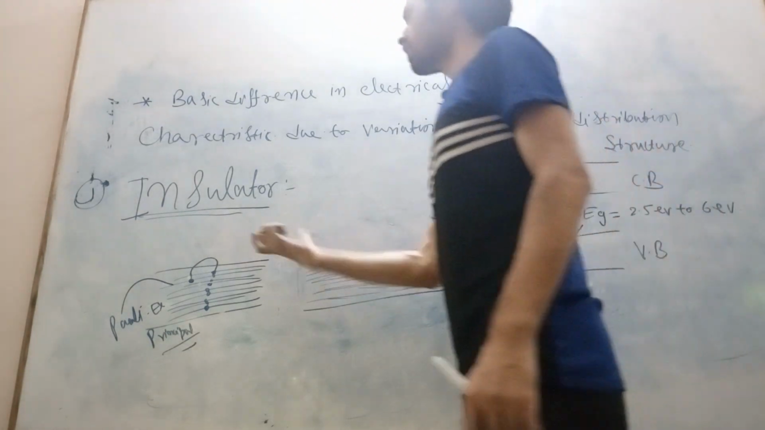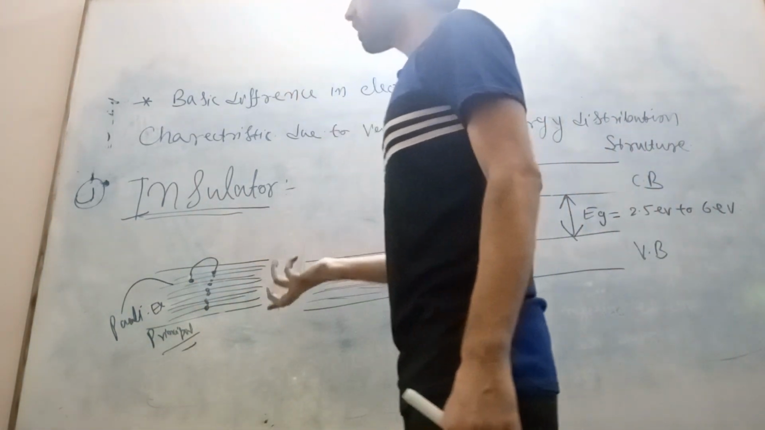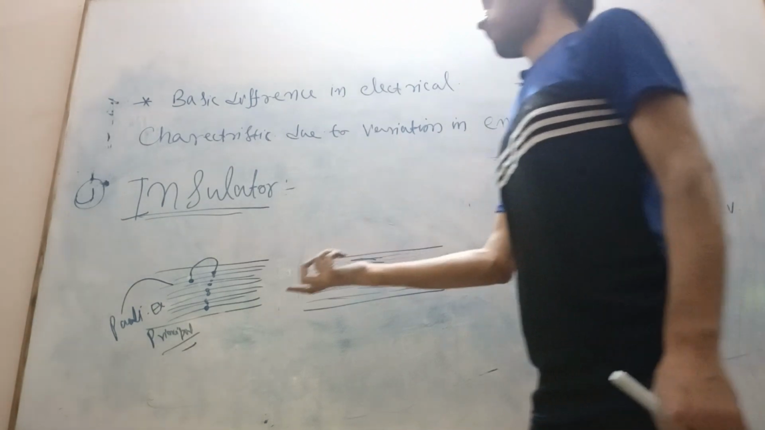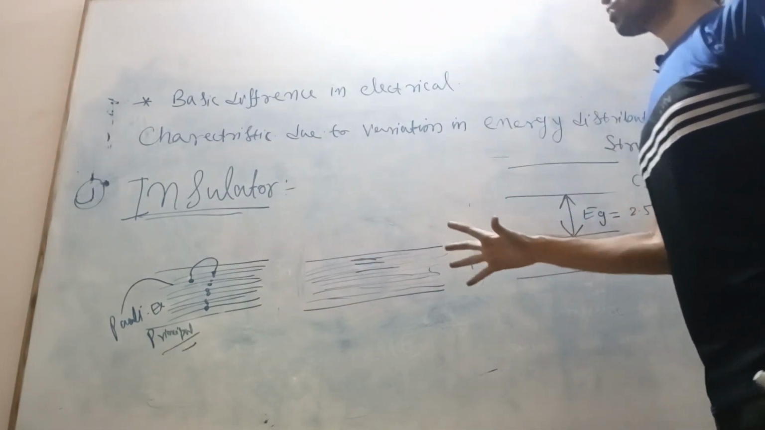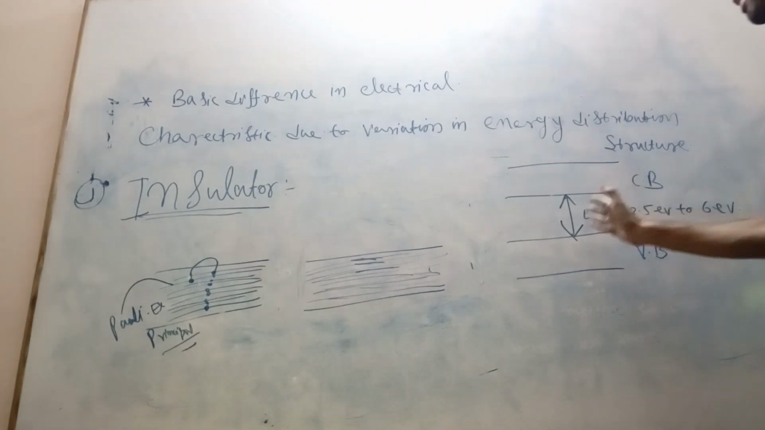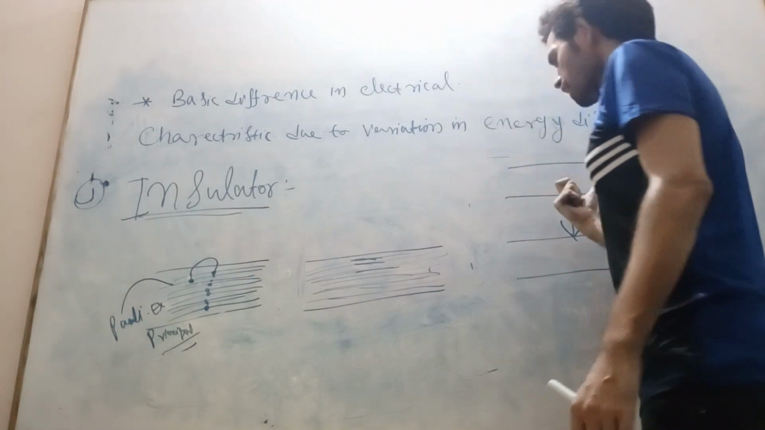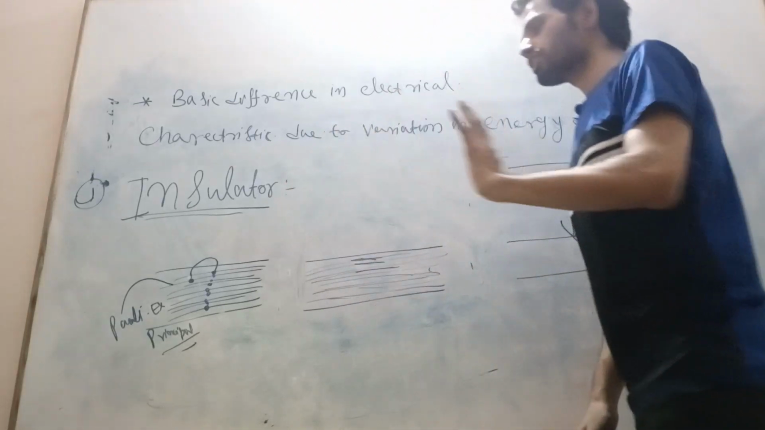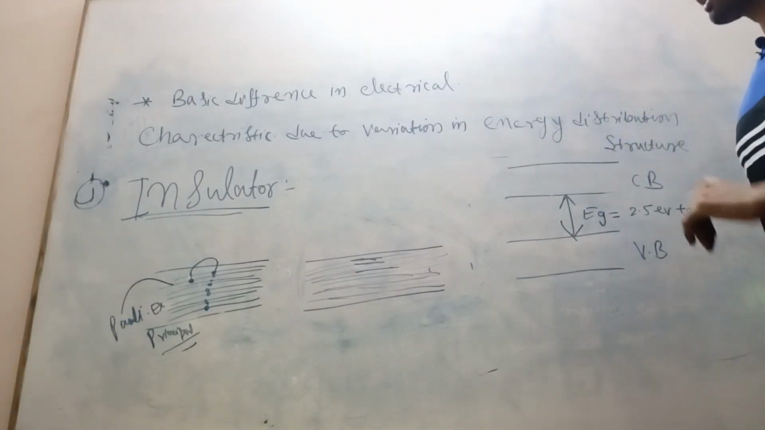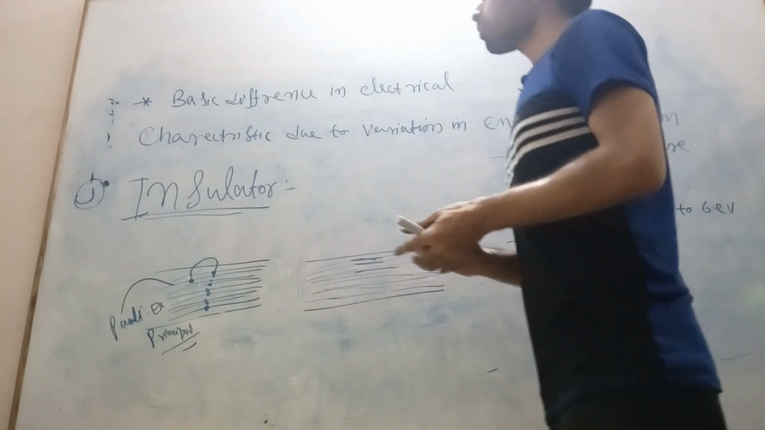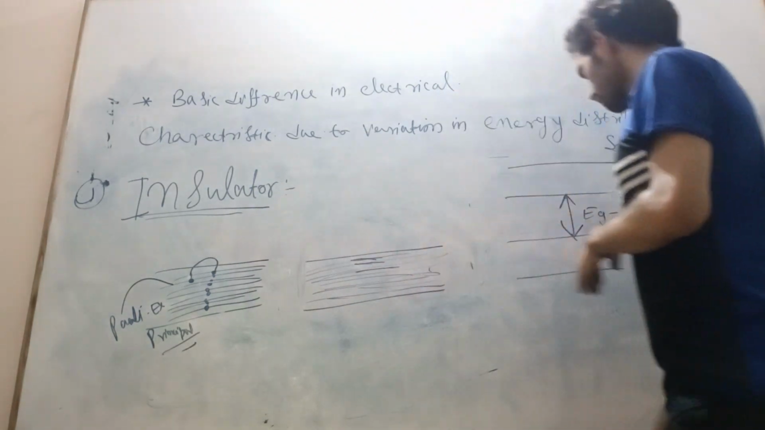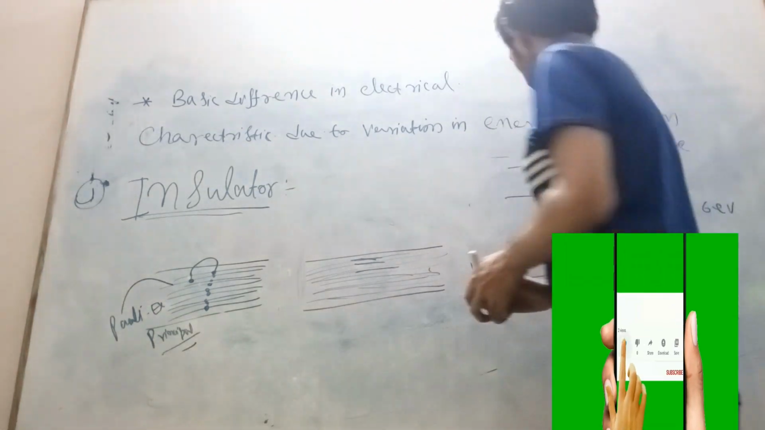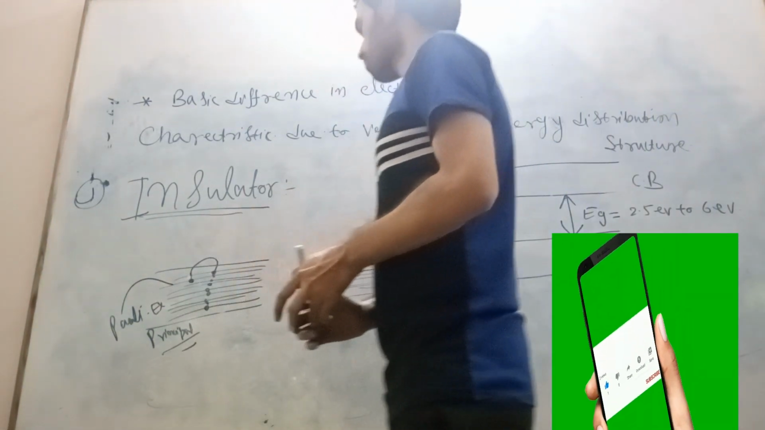But thermally few particles are there, which is not enough to make this insulator a conductor. Okay, so therefore this type of material is called insulator. And here the energy band gap is nothing but the amount of energy that you have to give externally in order to make this insulator a conductor. That energy is required at least 2.5 electron volt to 6 electron volt. That is at least.